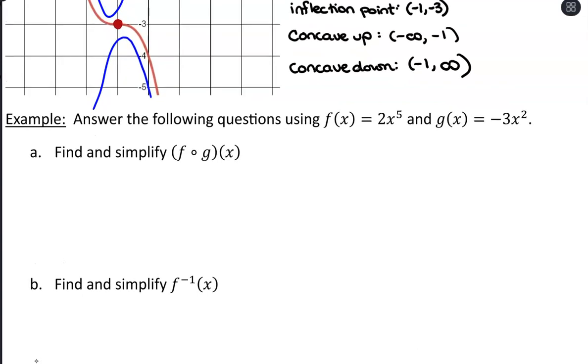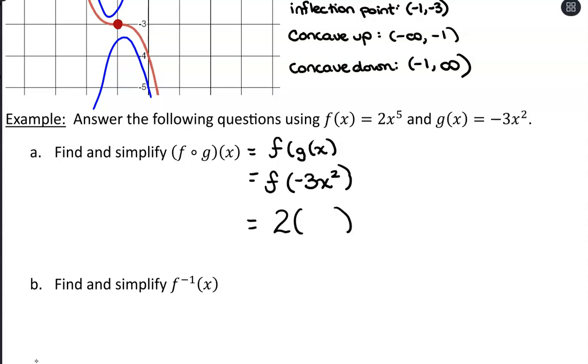Okay, composite function. We want f of g of x. So what that means is I want to take f of g of x, where g of x is -3x squared. So f of x tells me to take 2 times our input to the 5th power, and our input is going to be that -3x squared.